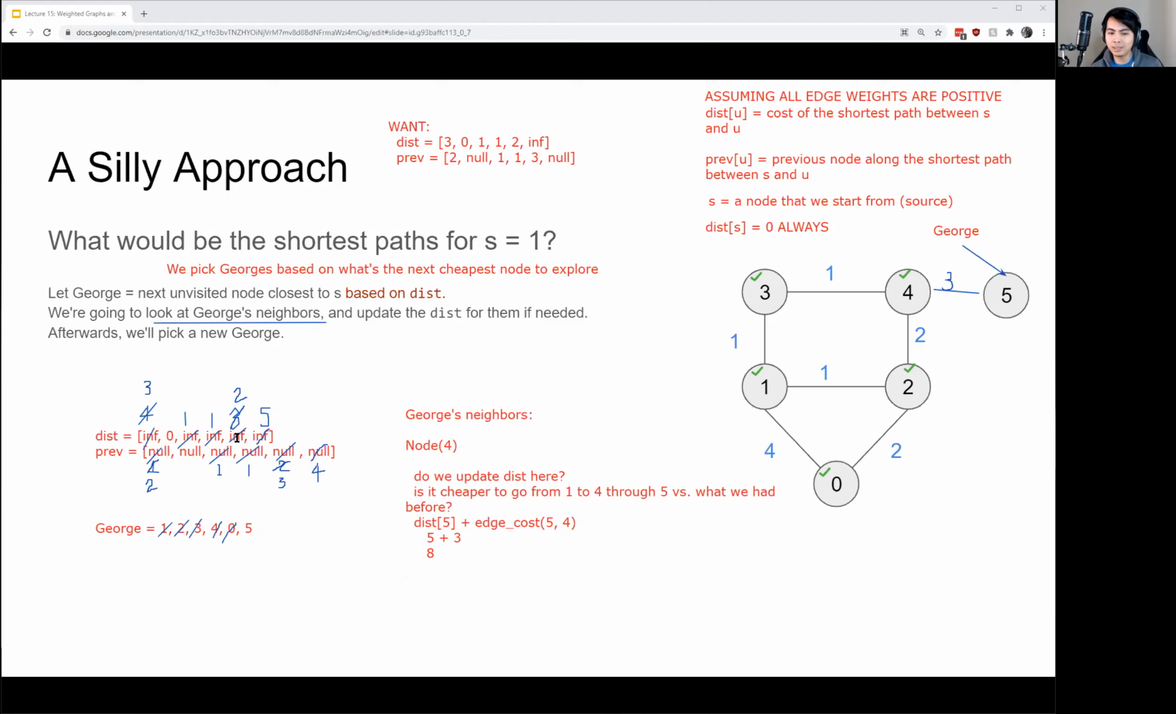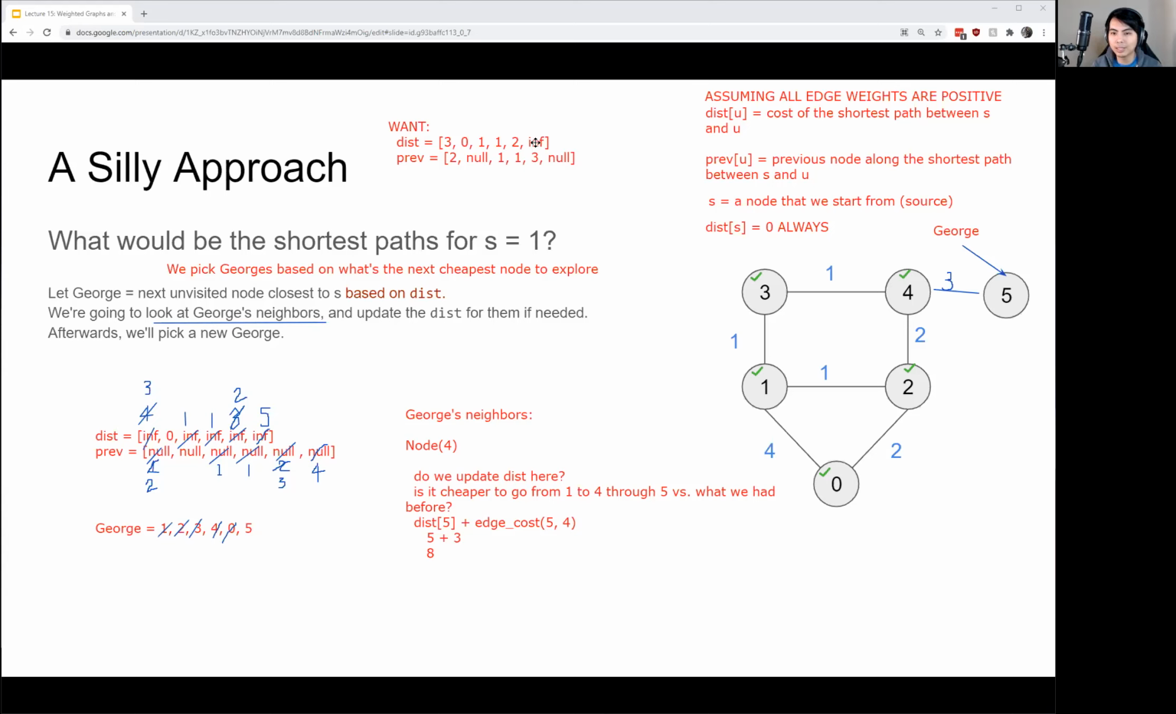We don't update the distance to 4 based on this line here, right? When we look at George's neighbors, we update the distance if they're needed. In this case, we didn't. And now we're out of George's. So we're finally done. And you can see here that the distance array looks exactly like what we wanted originally, 3, 0, 1, 1, 2, 5.